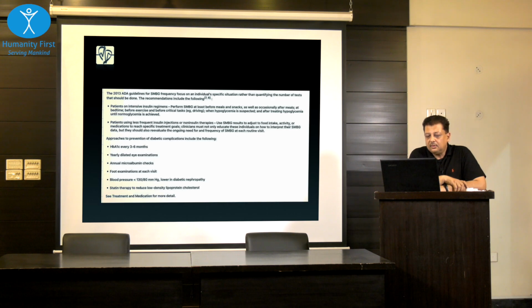Approach to prevention of diabetic complications includes the following: hemoglobin A1C every 3 to 6 months, yearly dilated eye exam, annual microalbumin checks, foot examination at each visit, blood pressure 130/80 or lower in diabetics to lower the risk of diabetic nephropathy, and statin therapy to reduce low density lipoprotein cholesterol.